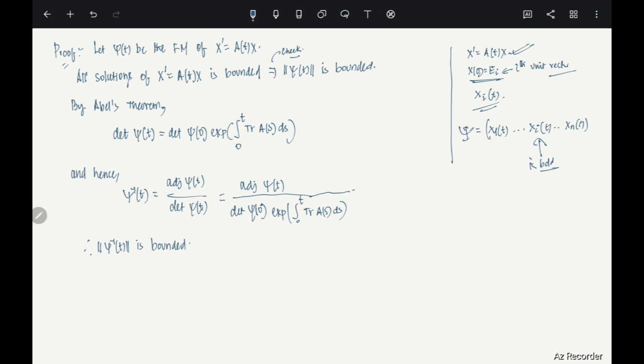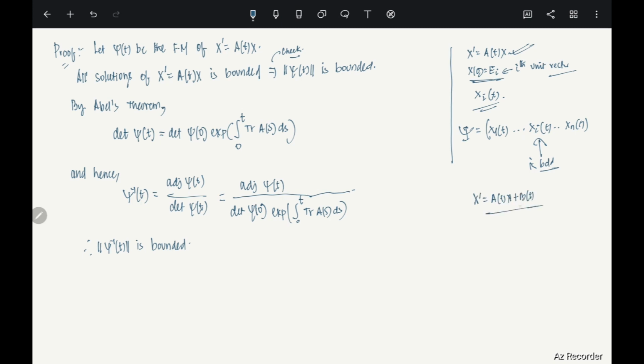So what we proved is this: if all solutions of the system x' = A(t)x are bounded, then the fundamental matrix is going to be bounded, which means the norm is bounded, and the norm of Φ inverse is also bounded. Now, you see this equation, x' = A(t)x + b(t).